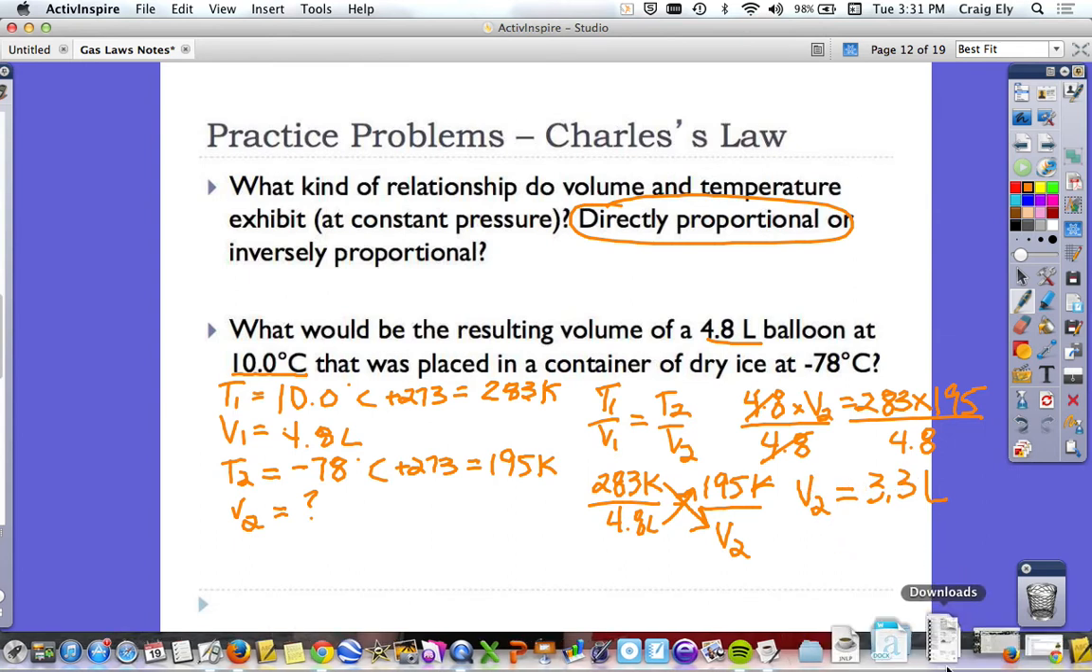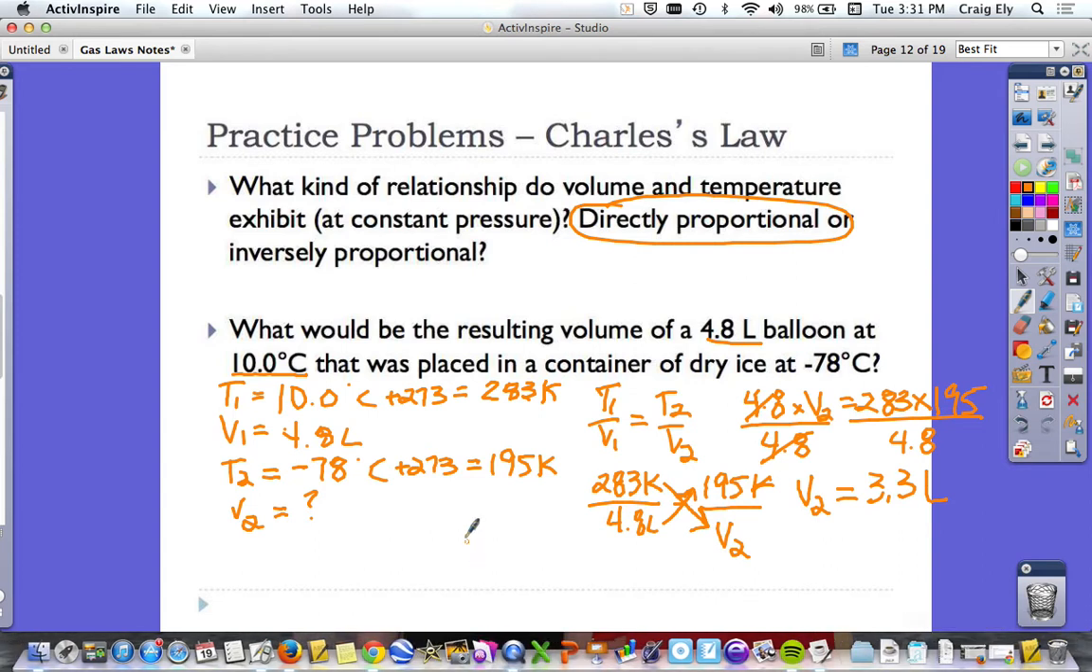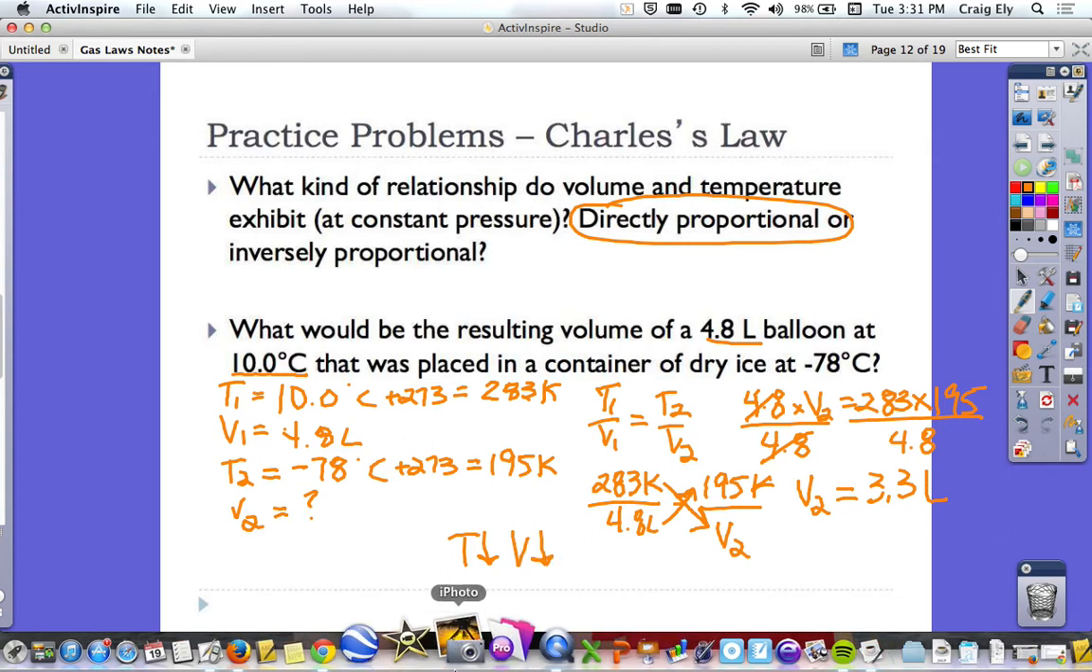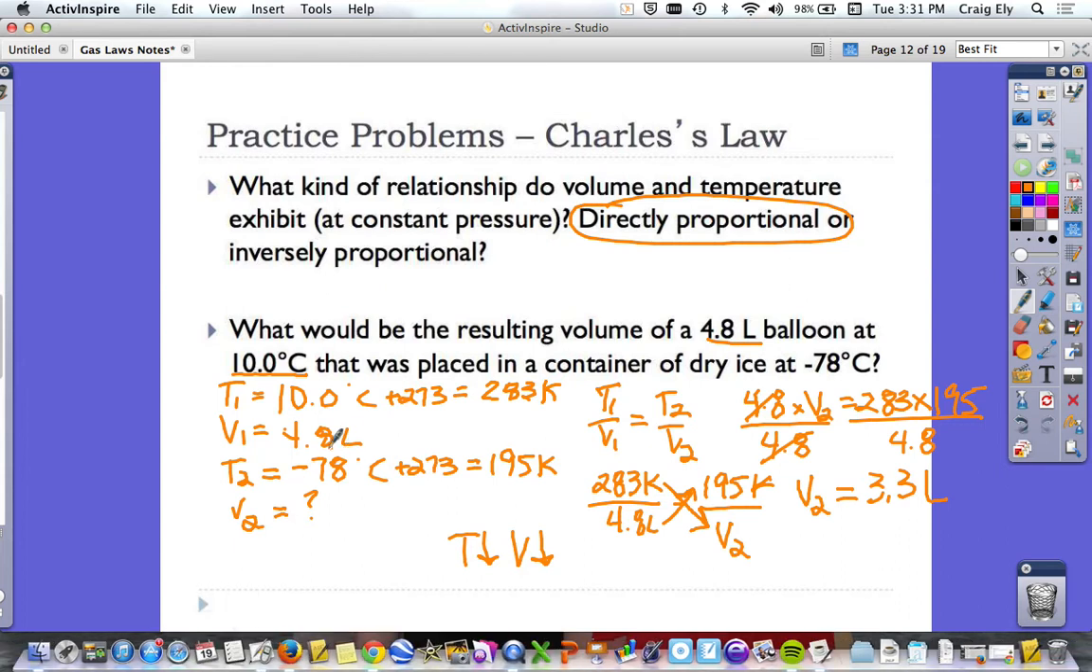Now let's check and make sure that works. Okay, so let's look at this. Our temperature went from 283 Kelvin to 195 Kelvin. So our temperature went down. Therefore, that means our volume has to go down. Let's see if that's the case. Our volume was 4.8 liters to start off with, and now it's 3.3, so yes, it did. So we are okay. Everything works out.